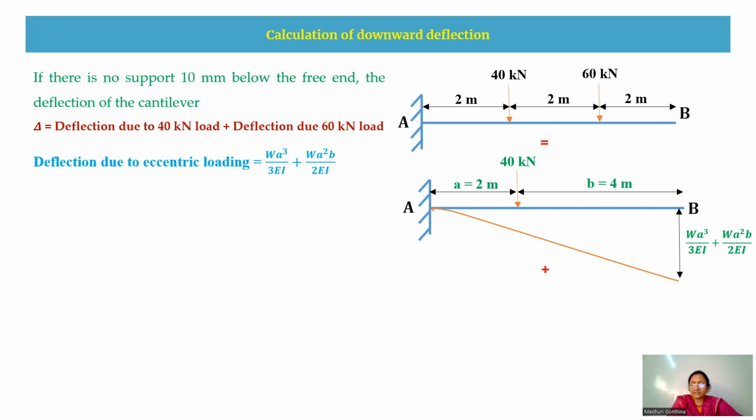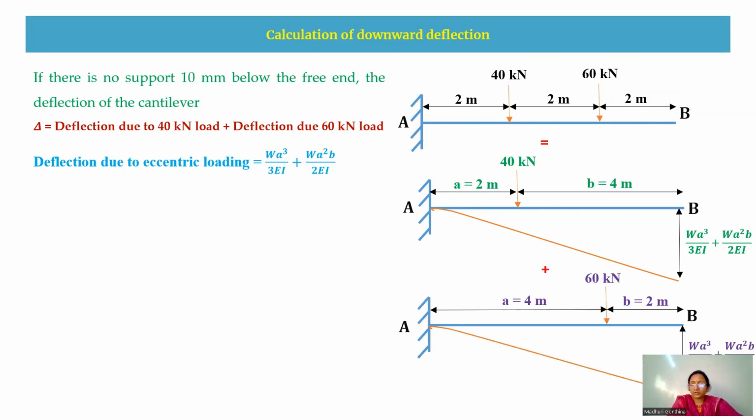And for the next case, you are having a 60 kilonewton load, and here also the deflection will be downward only. So the same formula we are going to use, but here we are going to change the A and B values.